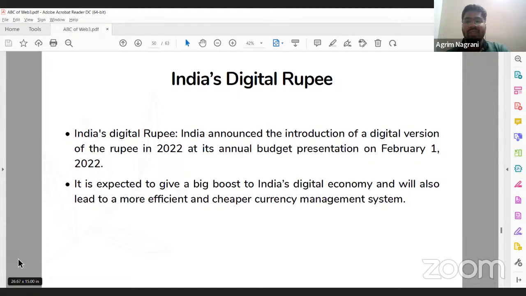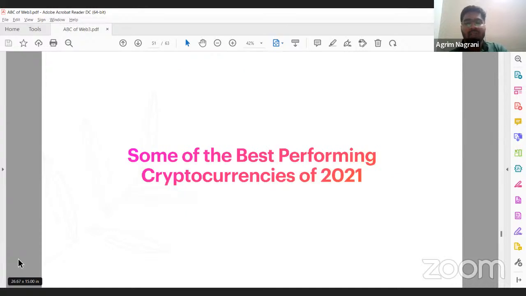So now we are expecting some more clarity and regulations about crypto, and the adoption of crypto in the Indian market, and how it is going to affect the Indian digital economy. It will also lead to a more efficient and cheaper currency management system. Now, coming towards some of the best performing cryptocurrencies of 2021.